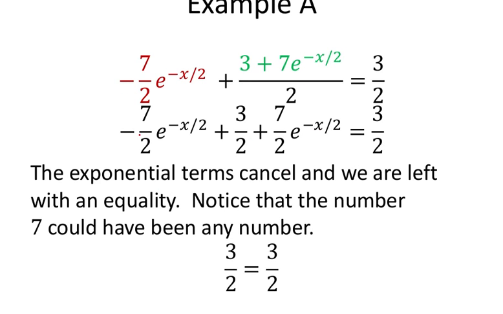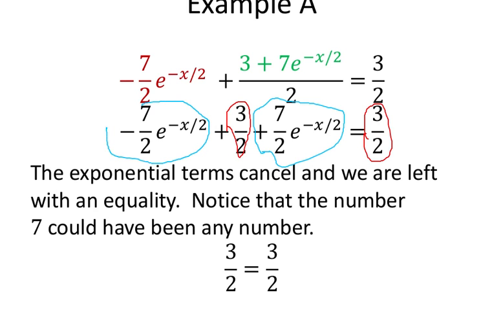Now notice something: we have the positive 3/2 here and a positive 3/2 over here. We also have a positive 7/2 times the exponential and a negative 7/2 times the exponential. Basically these cancel because the negative 7/2 and the positive 7/2 add up to 0. It leaves us with 3/2 equals 3/2, which is true. So when you substitute that equation into this differential equation, it's true. It is a solution. So that's how you test them.